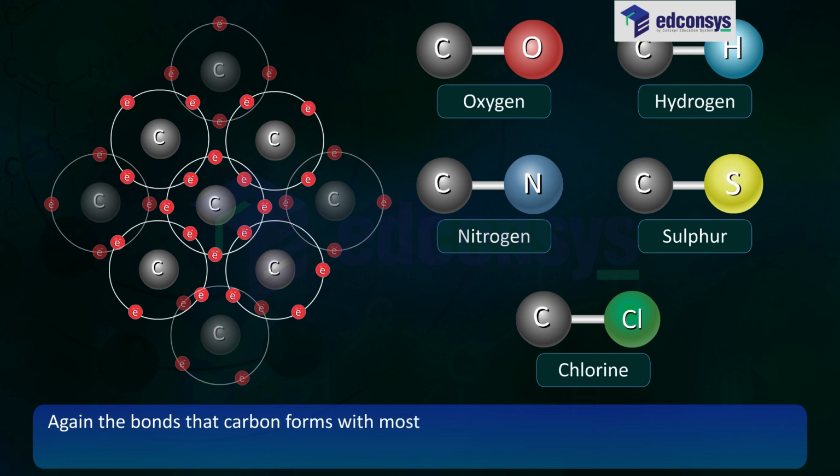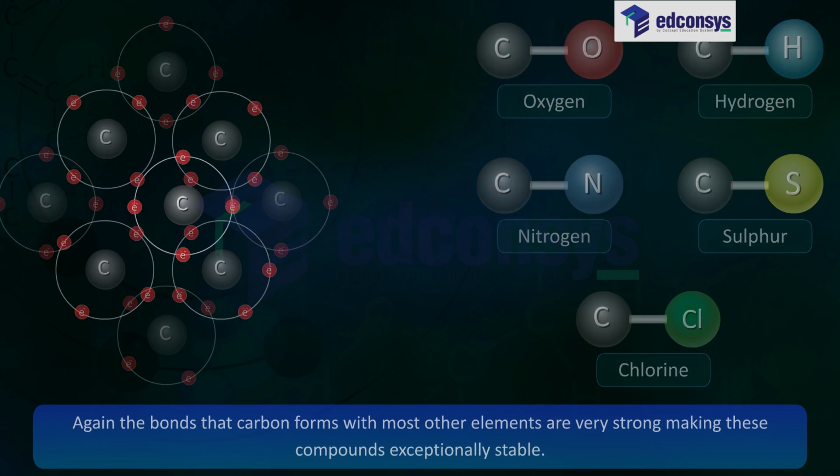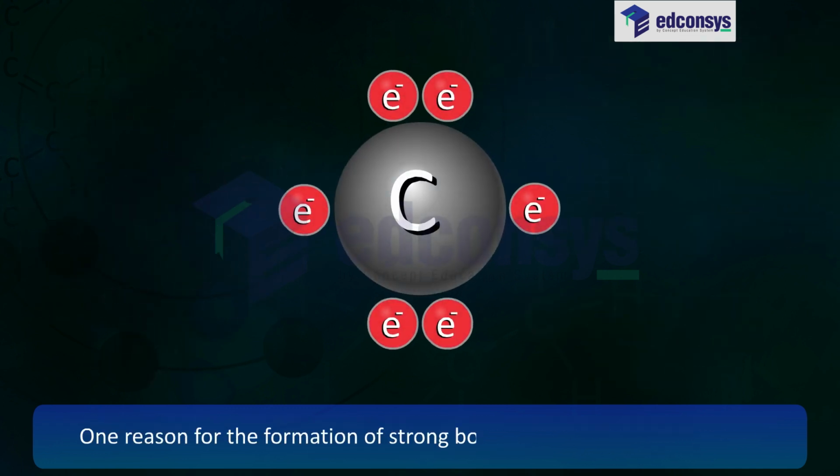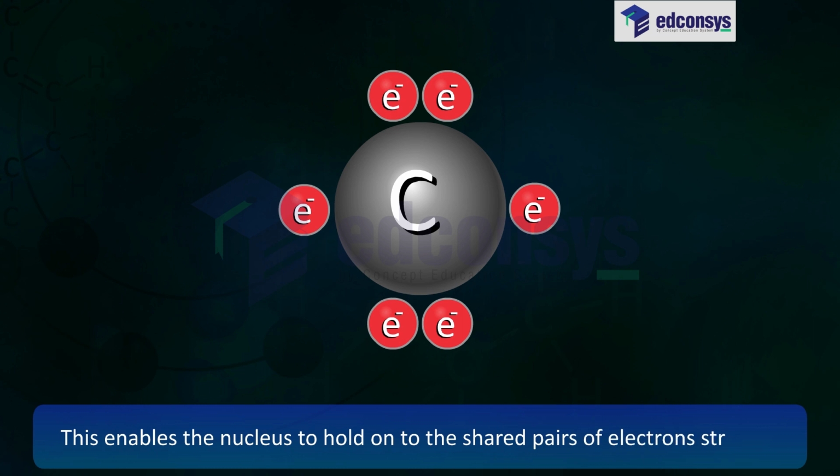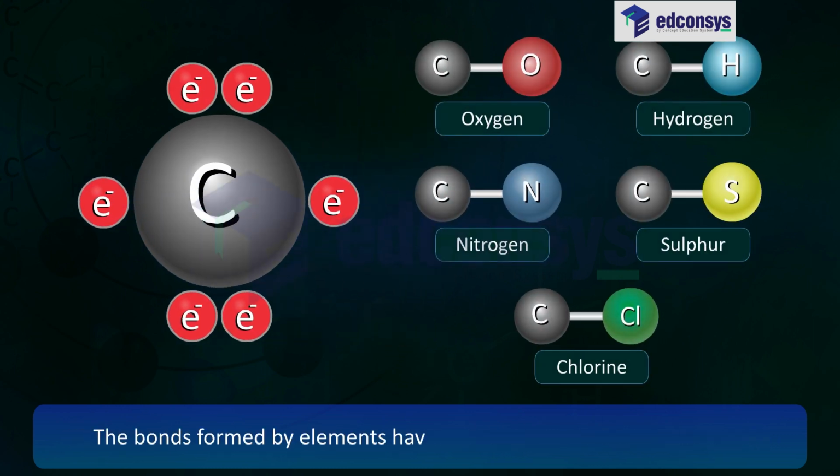Again, the bonds that carbon forms with most other elements are very strong, making these compounds exceptionally stable. One reason for the formation of strong bonds by carbon is its small size. This enables the nucleus to hold on to the shared pairs of electrons strongly. The bonds formed by elements having larger atoms are much weaker.